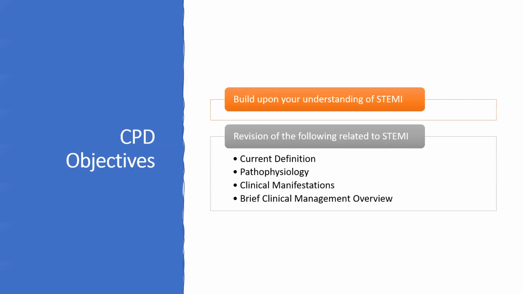So the goals for today is four things. It's actually five things, but two mainly to build your understanding of STEMIs, your heart attacks, and a revision of the following 4 points in relation to STEMI. So what is a STEMI? How do STEMIs actually occur? So the pathophysiology, and what things to look out for when we're suspecting someone is presenting with a potential heart attack or they've got ECG signs associated with a STEMI. And also just a brief clinical management.